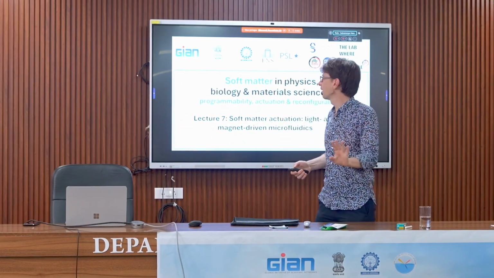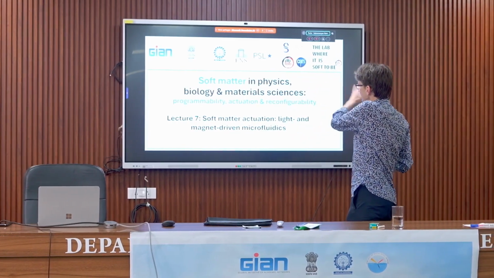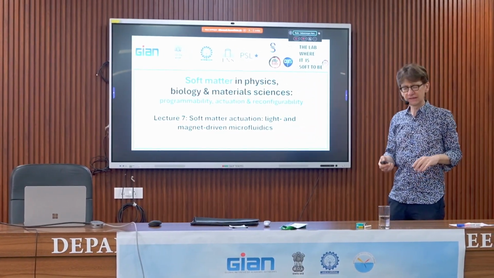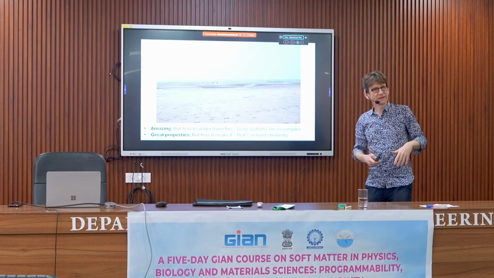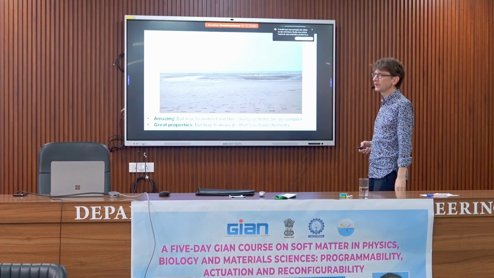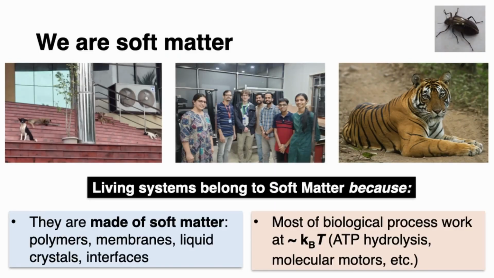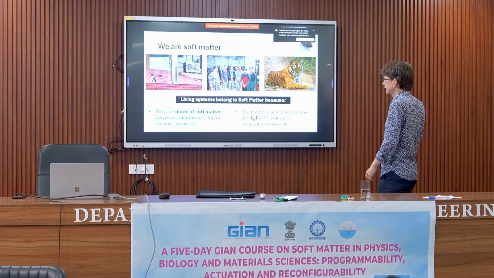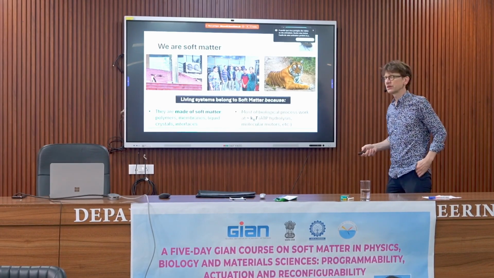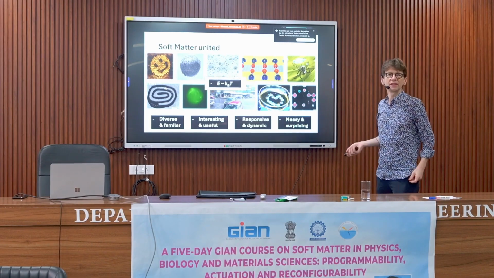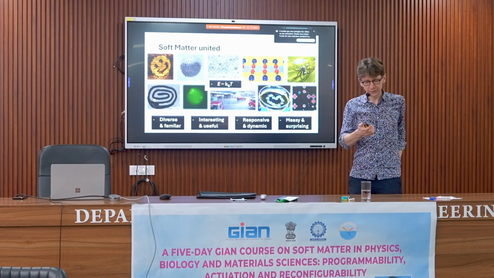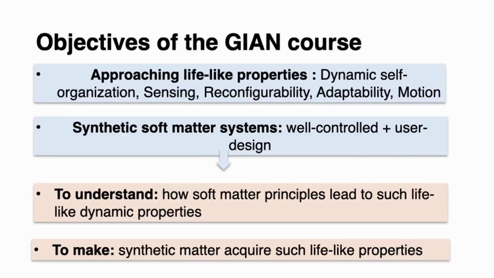Brief recap. We have seen quite many things around soft matter. I like to put this context in this idea of living properties. Living systems are part of soft matter. We are made of soft matter. Processes work also at kT. And there is this diversity and unity in soft matter, which is something I found extremely interesting.